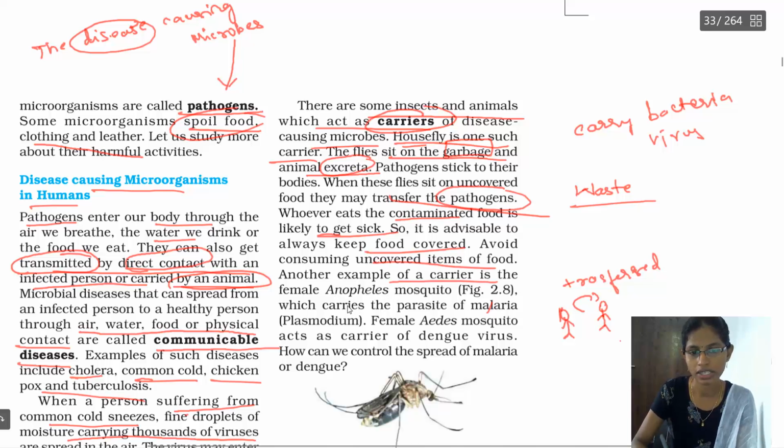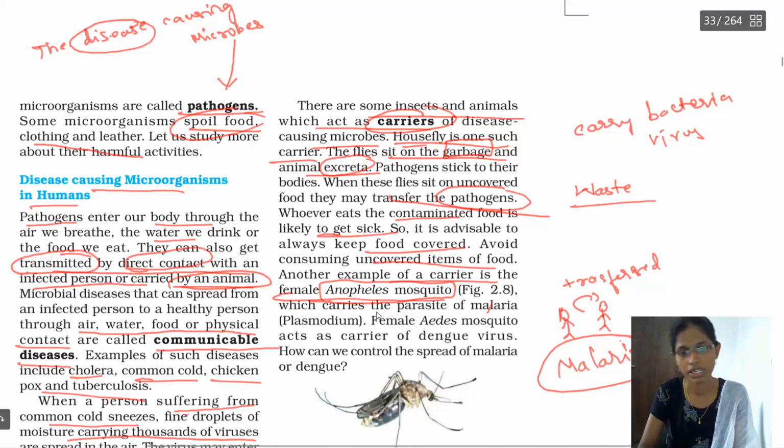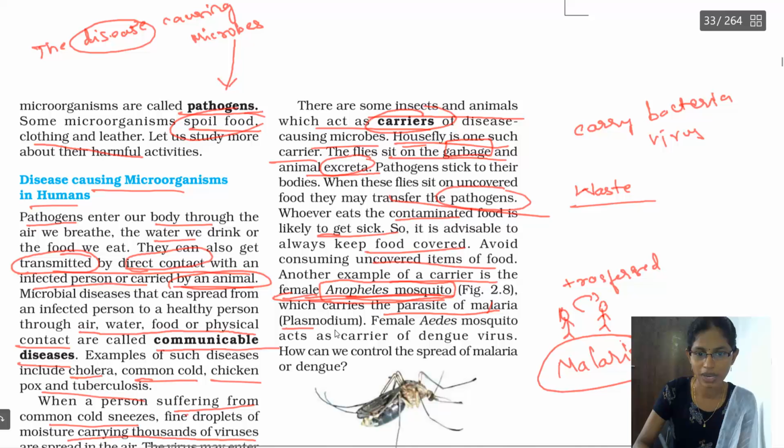Another example of a carrier is the female Anopheles mosquito. This mosquito carries and causes a disease called malaria. You all know malaria is a fever caused by the malaria parasite. So what is the insect that carries it? The female Anopheles mosquito. And what does it carry? Plasmodium. Plasmodium vivax is the disease-causing microbe of malaria.